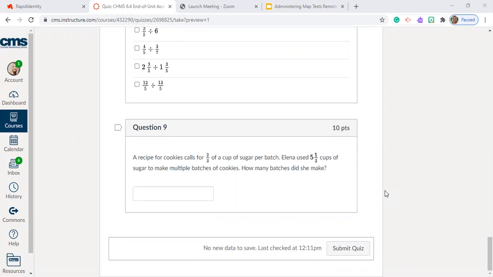Question number 9. A recipe for cookies calls for 2/3 cup of sugar per batch. Elena used 5 1/3 cups of sugar to make multiple batches of cookies. How many batches did she make? All right, you can do question number 9 in your notebooks.